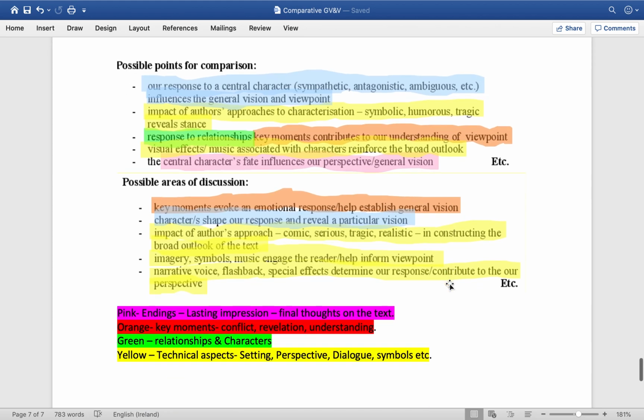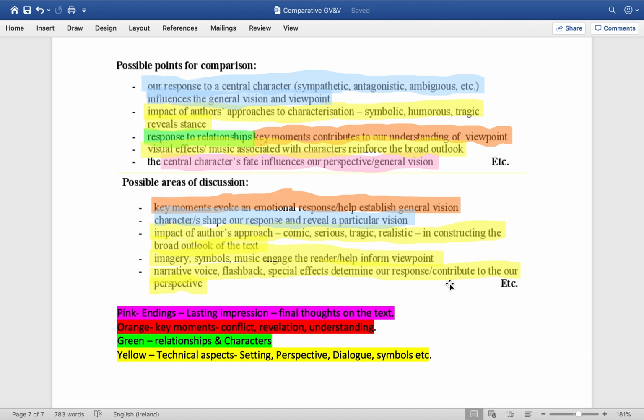So you might think, well, what are these key moments? And you'll kind of spot them. You'll know that's a big event. But it doesn't have to be something monumental in the text necessarily. It just needs to be a key moment that backs up your point. So it could be a key moment of conflict, like when Harry faces off against Voldemort.